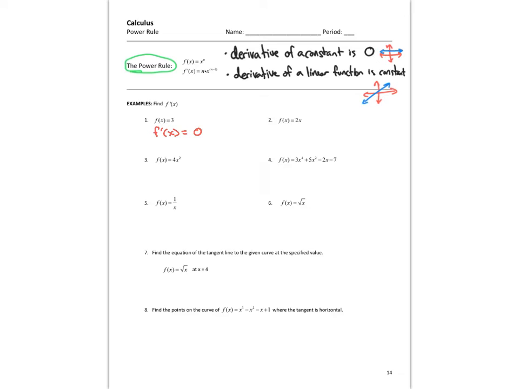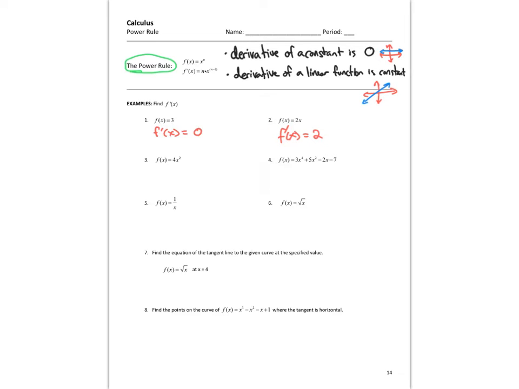Number 2, f of x equals 2x. That's linear. So the derivative, f prime of x, is just going to equal 2. Whenever you have a linear term like that, where it's just something times x, then the something, the coefficient, is your derivative. Again, remember the derivative represents the slope of the tangent line. So in number 1, the slope is 0. In number 2, the slope is 2.